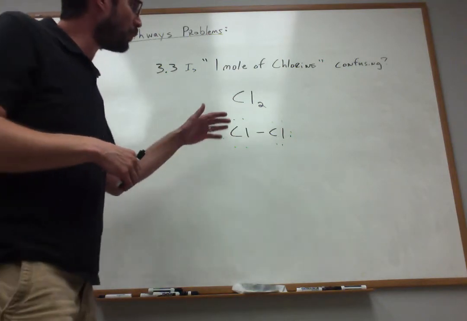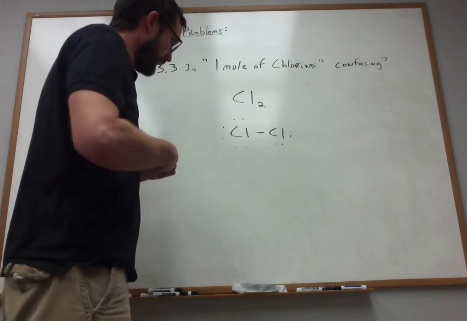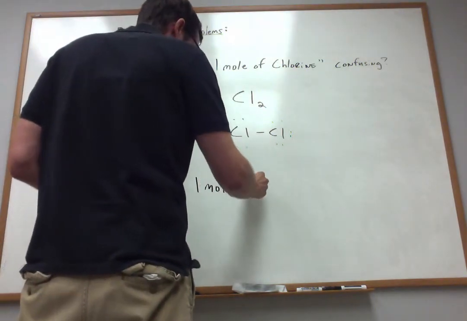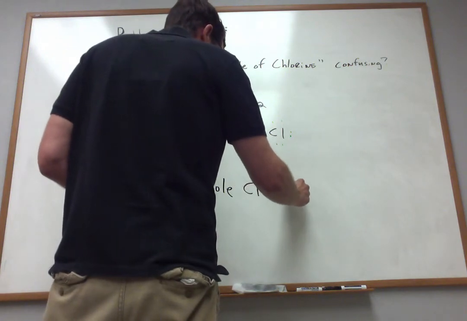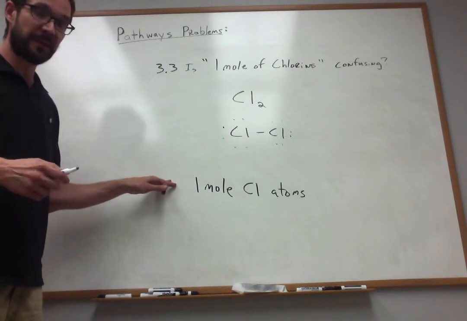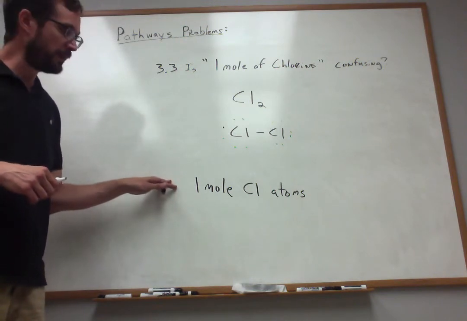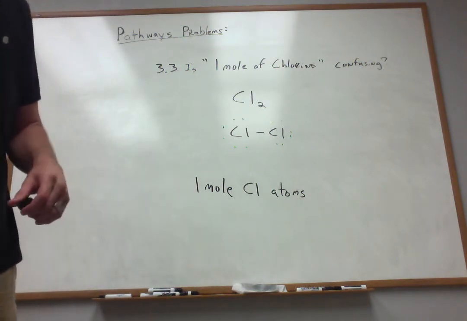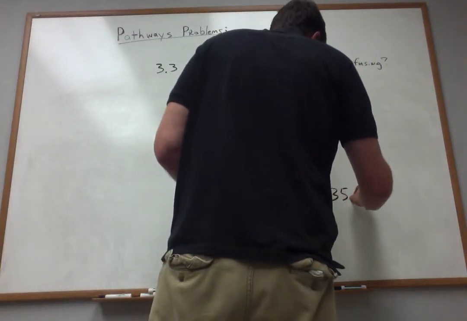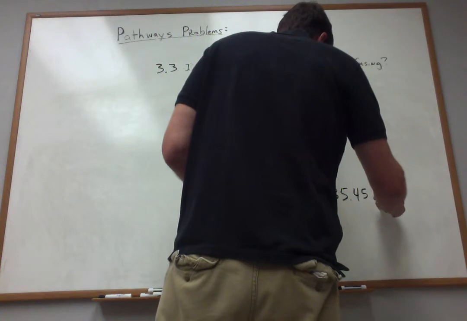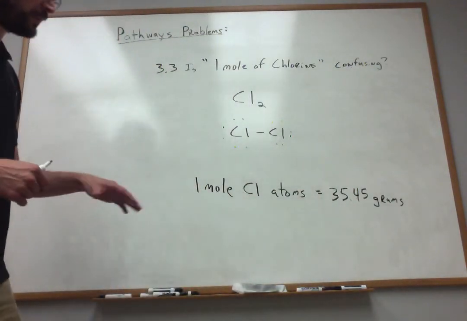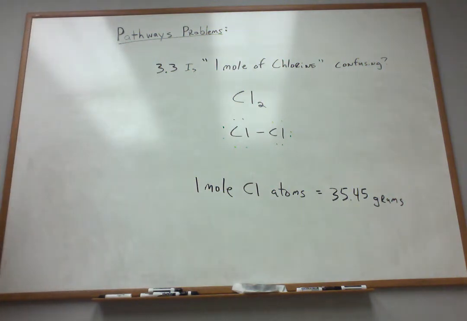So when you say 1 mole of chlorine, am I talking about 1 mole of isolated chlorine atoms? If I was, this would be 6.02 times 10 to the 23rd chlorine atoms. That would have a mass of 35.45 grams. I'm getting that from the periodic table. So if I'm talking about the atoms, that would be my mass.